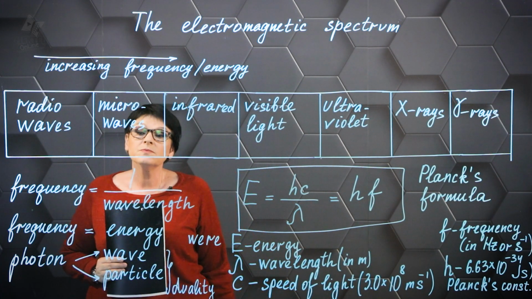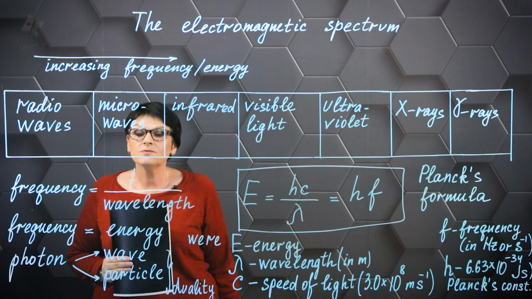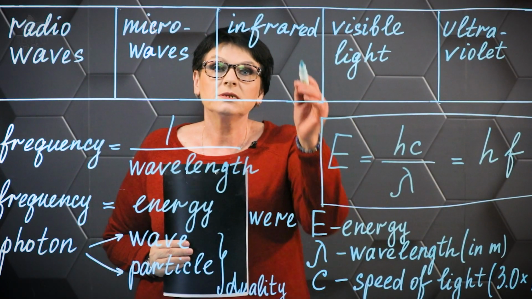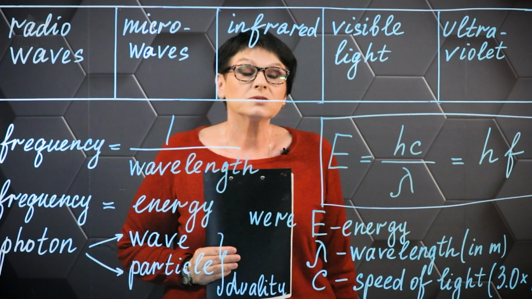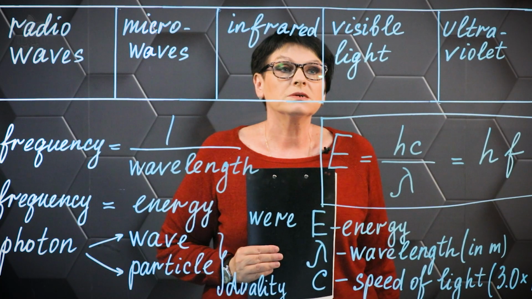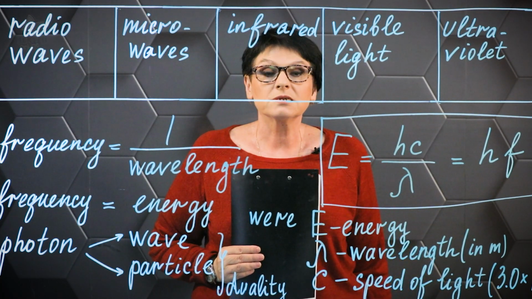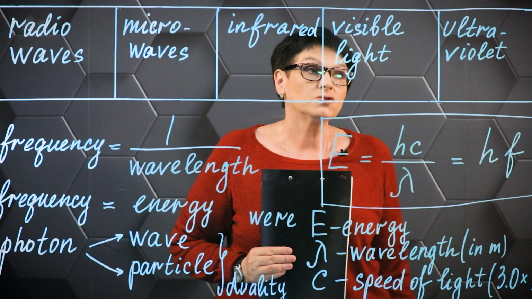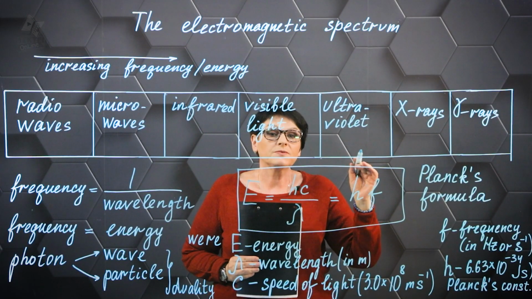The first wavelengths that are formed in the spectrum are radio waves, then there are microwaves, then there is infrared radiation. The visible light that we can observe is light which consists of 7 colors, which we will also talk about in the next lesson. Furthermore, there are ultraviolet rays, then X-rays and gamma rays.